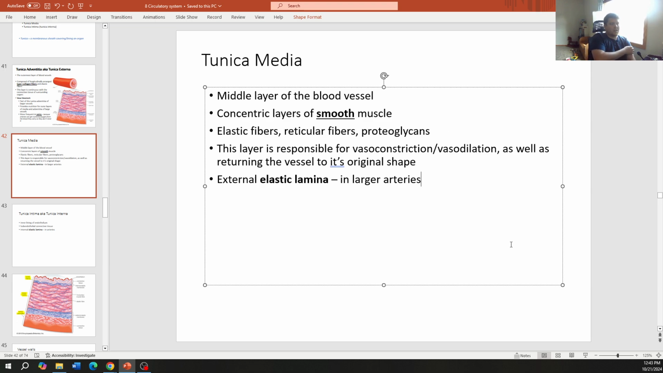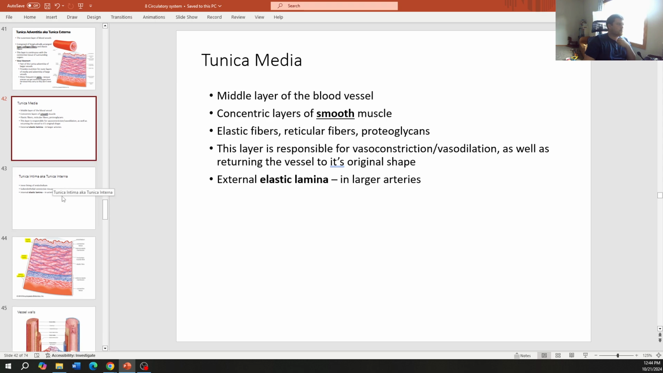Especially having a lot of elastic lamina in larger arteries. Because you think about arteries, especially, arteries have a lot more pressure and they tend to expand and they dilate and they constrict because they need to be dealing with pumping the blood through them throughout the entire body, throughout the systemic circulation. So we need a lot more muscle, we need a lot more elasticity. I should say more elastic fibers that help return it back to its original shape.